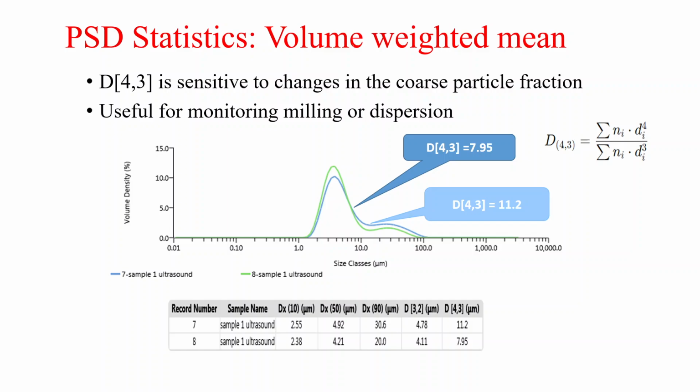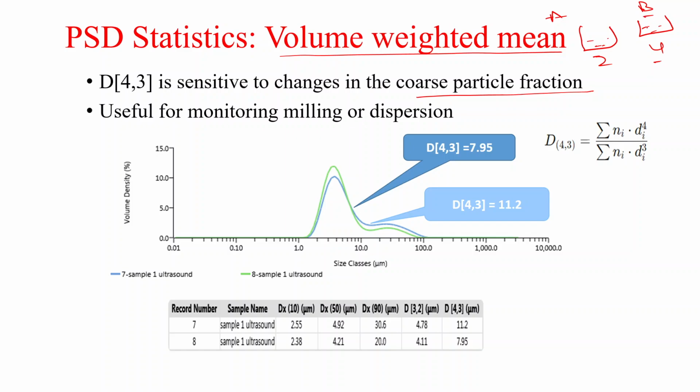Now coming to the volume weighted mean, this is the most important parameter which is arrived at after analyzing the sample. The D43 value is the mean diameter, giving more weightage to the volume, and D43 is sensitive to the changes in the coarse particle fraction. Coarse particle fraction means that if we have, say, two solutions, solution A and solution B, and say the A D43 value is 2 and the B D43 value is 4, this means that B has more large particles as compared to A.